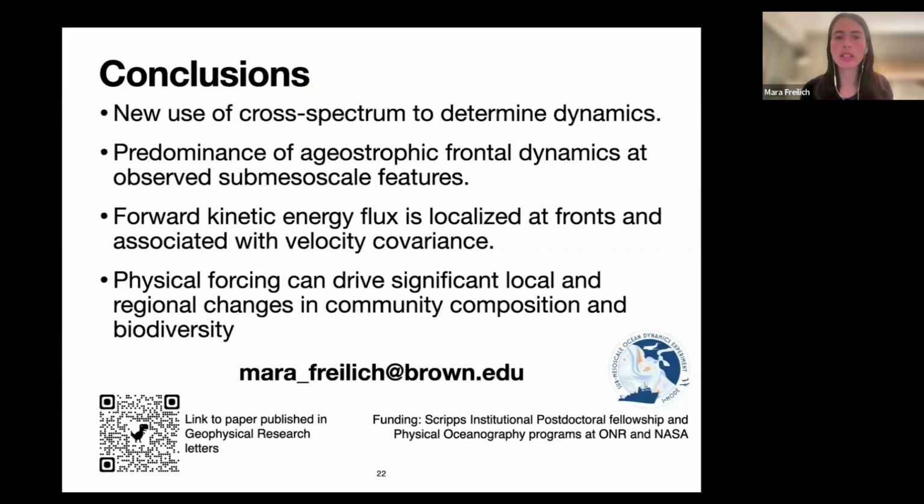And so what I've shown here is a new use of cross-spectrum in oceanography to determine dynamics from velocity observations. What we found is that there's a predominance of ageostrophic frontal dynamics at the observed submesoscale features. We're able to demonstrate that forward kinetic energy flux is localized at fronts and is associated with strain and velocity covariance, and that physical forcing can drive significant local and regional changes in community composition and biodiversity. Cool.